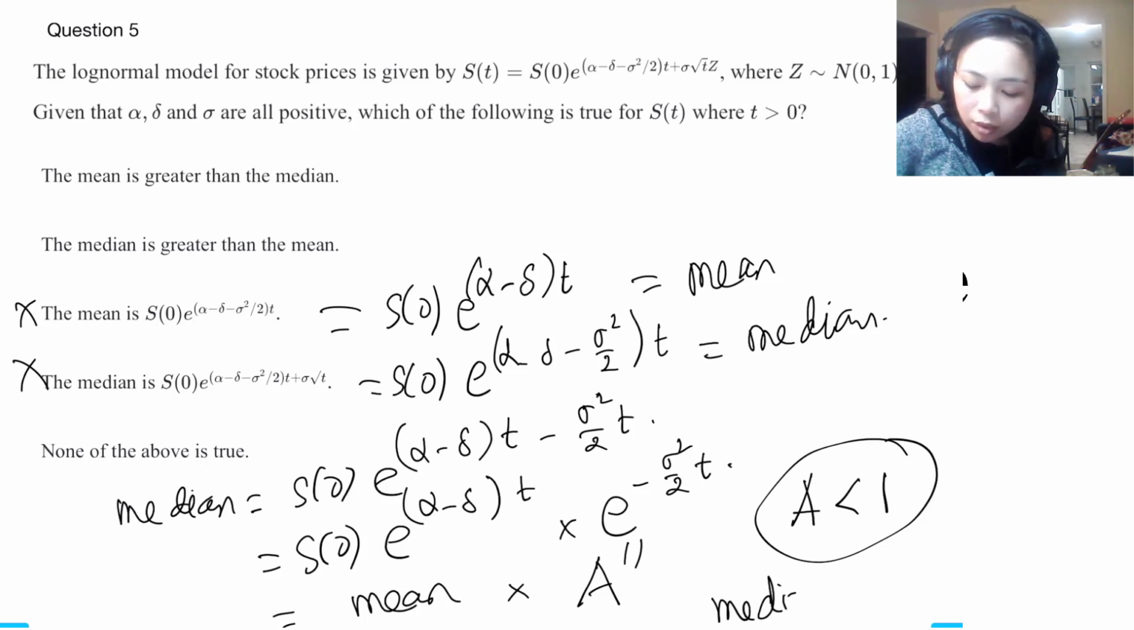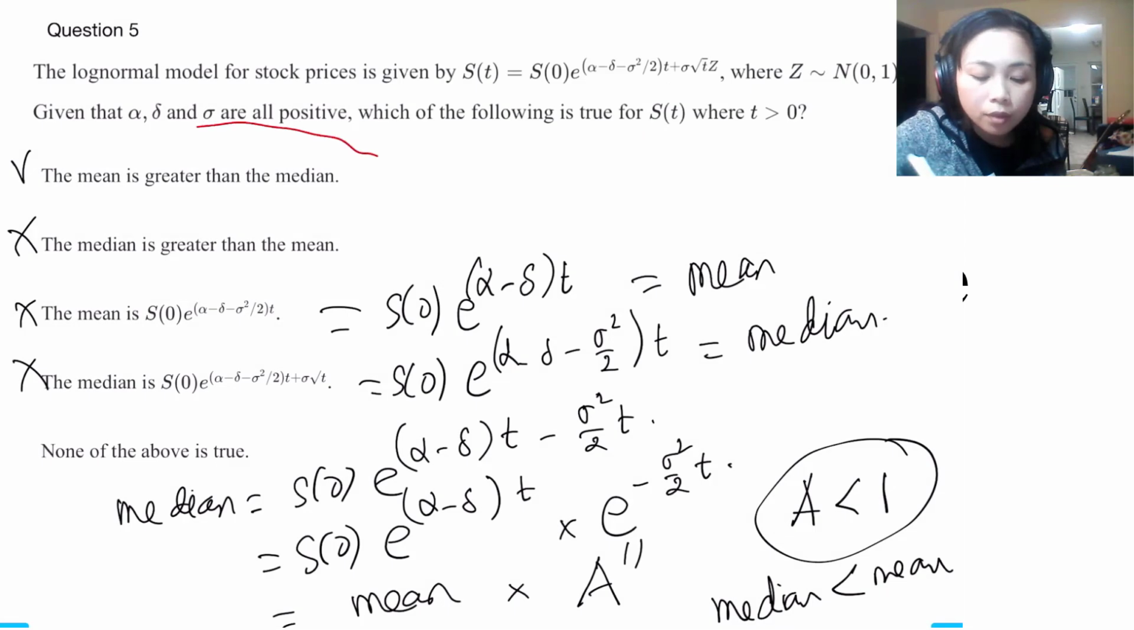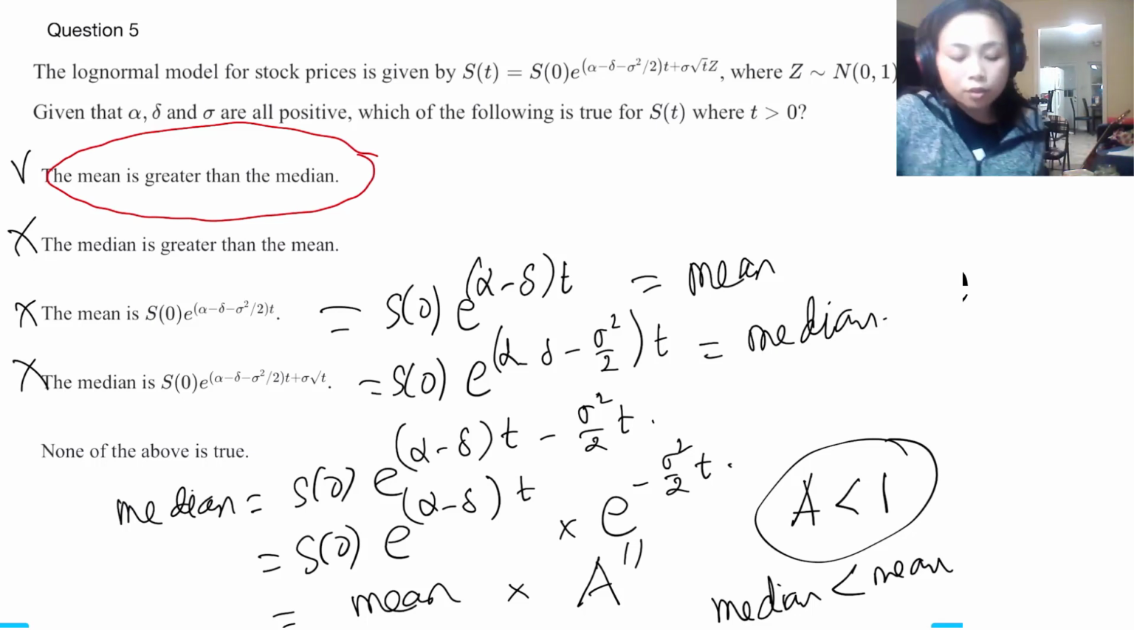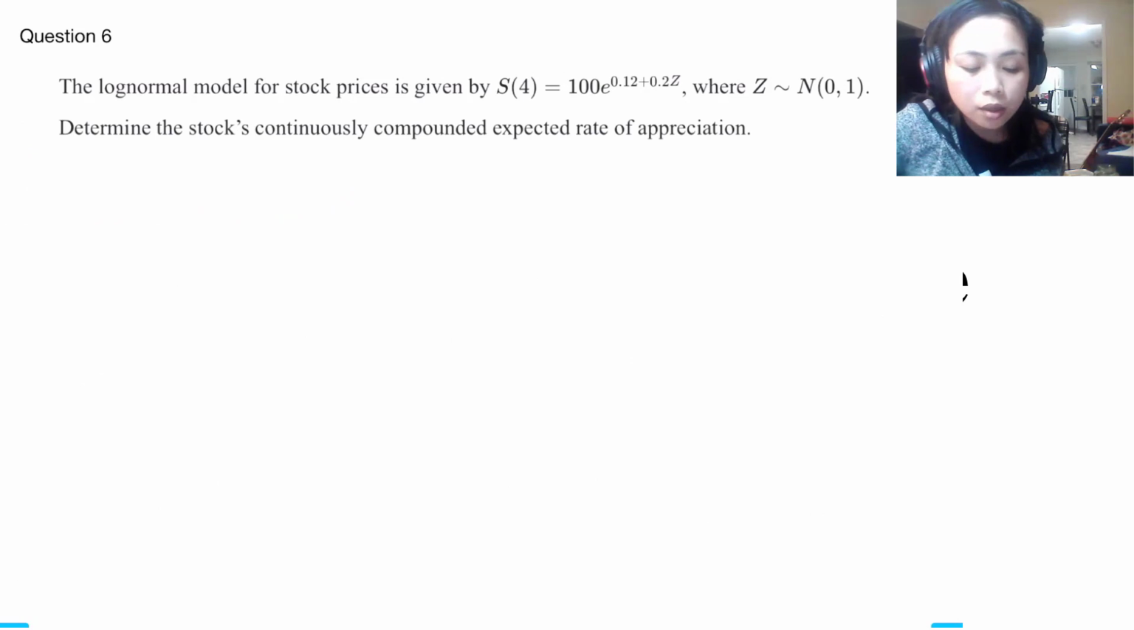Now let's look at problem number 6. The log normal model for stock prices is given by this, where Z is the normal distribution. Determine the stock's continuously compounded expected rate of appreciation. Before we do this problem, I have to point out that the continuously compounded expected rate of appreciation here is just alpha minus delta. So what we need to find is alpha minus delta.